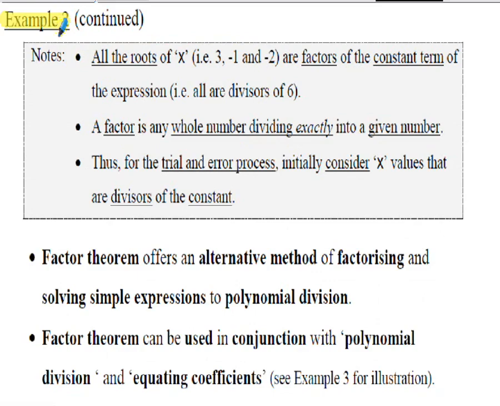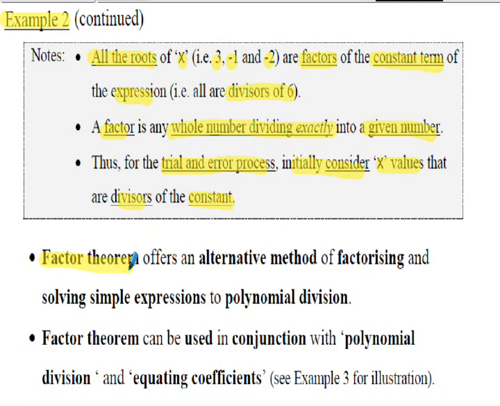Example 2 continued. So again, just to reinforce the point that all the roots of x that we found, the 3, the negative 1, and negative 2, are all factors of the constant term of the expression, or divisors, if you like, of 6. So a factor is any whole number dividing exactly into the given number in the expression. So for the trial and error process, we initially consider x values that are divisors of the constant.